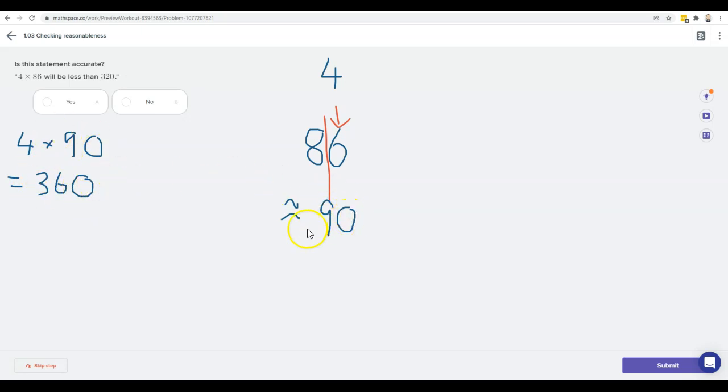Yes, we've technically rounded up a little bit, but not by a huge amount. So I would say in this case, no, I do not believe that 4 times 86 will be less than 320. Let's see if we have that correct. And of course we do. Well done to us. Let's close that and have a look at the last one.